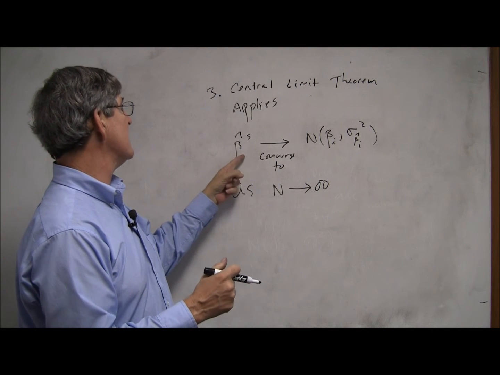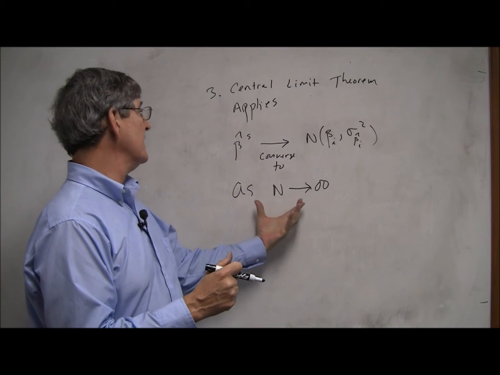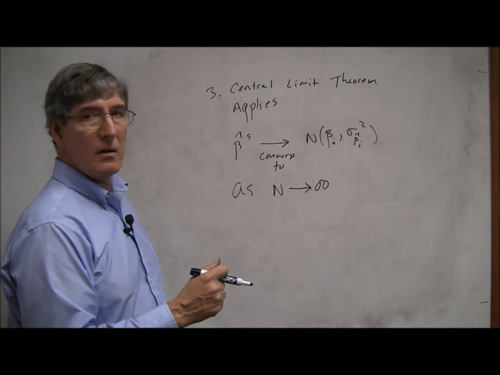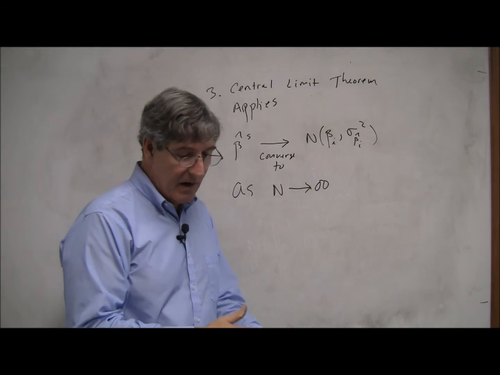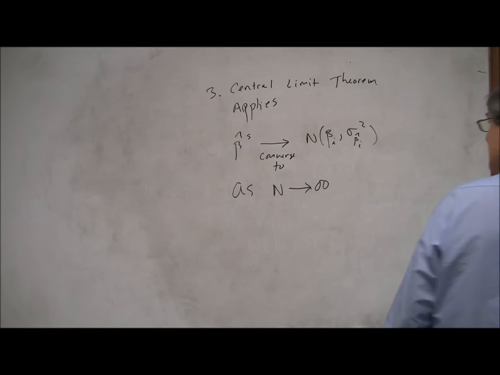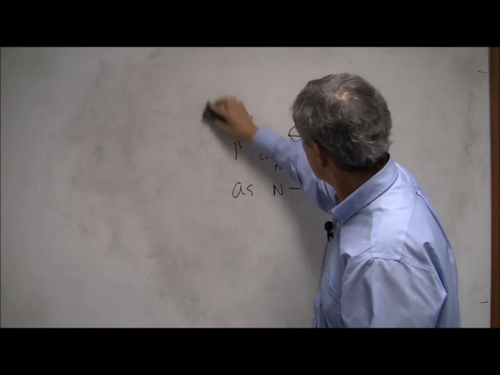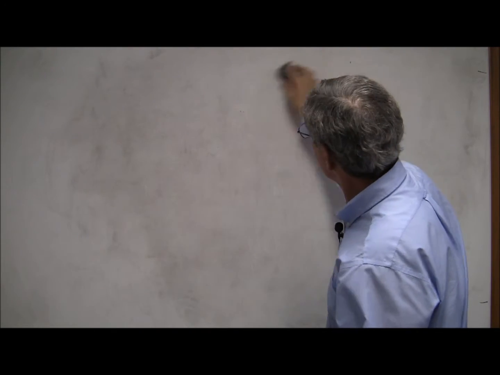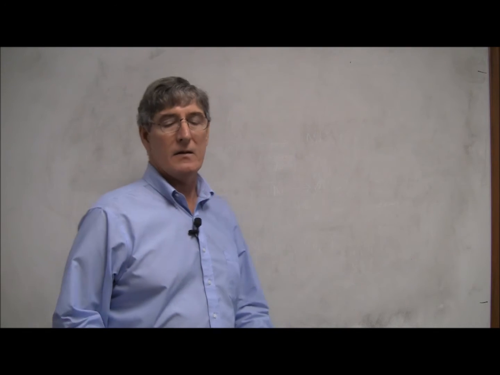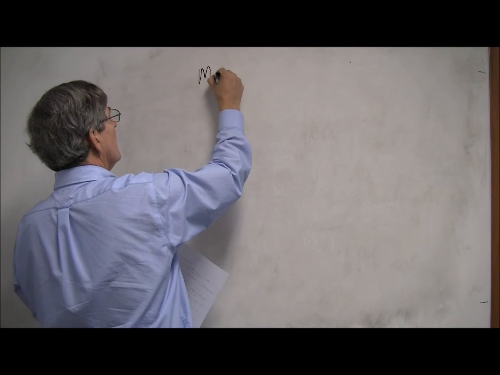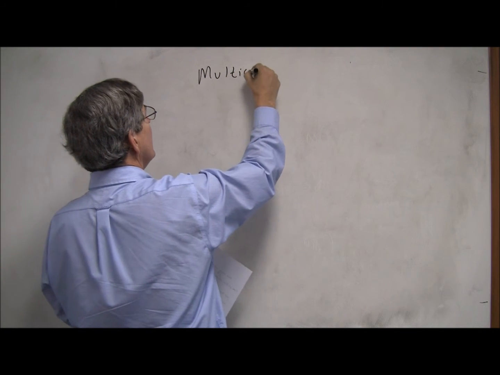These beta hats are essentially weighted averages, and so we can use the central limit theorem to work out that these things are in fact normal. And so again, that's going to be very helpful when we do hypothesis testing in the next chapter. So the beta hats are normally distributed, and we'll come back to that when we do hypothesis testing. Okay, let's go back to this notion of multicollinearity.